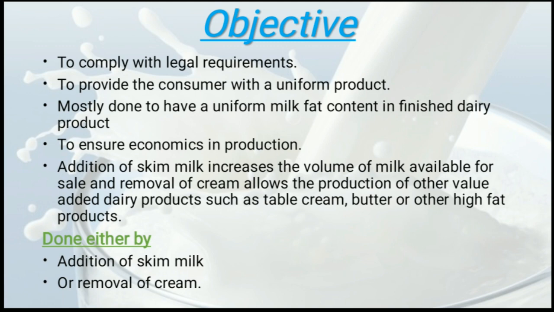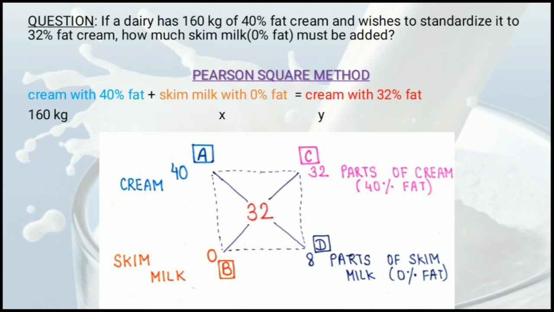It can be done in two ways. Either the fat is removed from the milk or the fat is added into the milk, which can be done by cream removal, cream addition or skim milk addition. Let's take an example to know how these questions are solved.